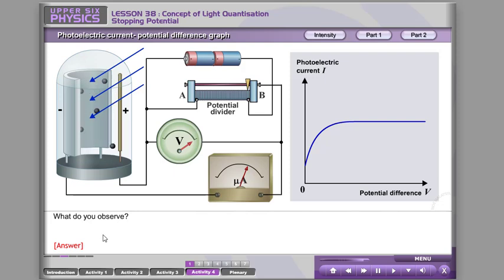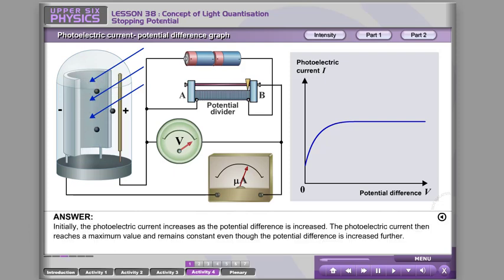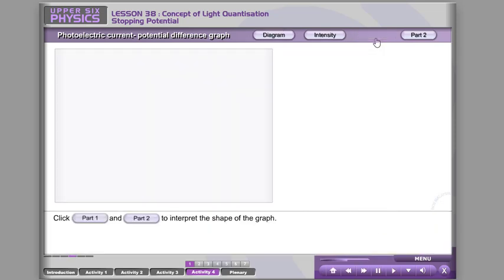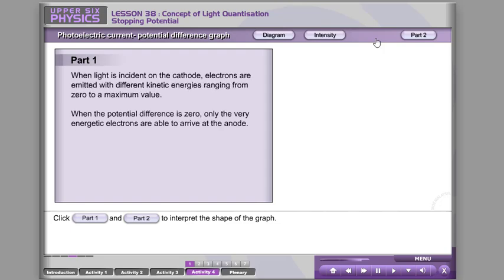What do you observe? Answer. Initially, the photoelectric current increases as the potential difference is increased. The photoelectric current then reaches a maximum value and remains constant even though the potential difference is increased further. Click the Part 1 button and the Part 2 button to interpret the shape of the graph.